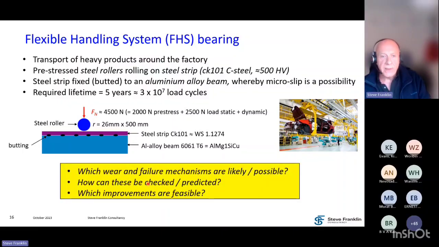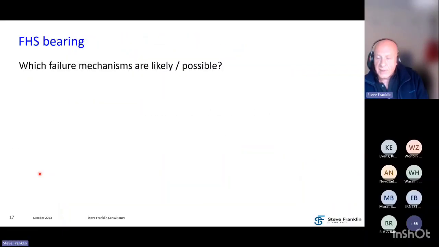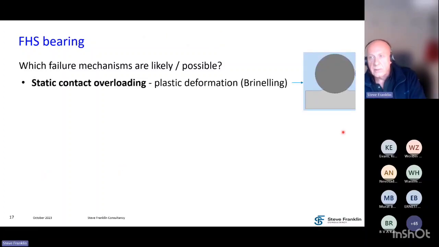And the questions here then are: which wear and failure mechanisms are likely or possible? How can these be checked and predicted? And which improvements are feasible? So which failure mechanisms are likely? We could think of four. One is simply overloading of the contact statically.